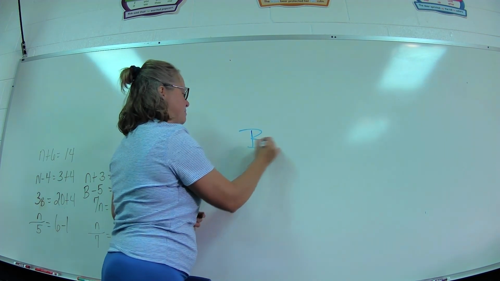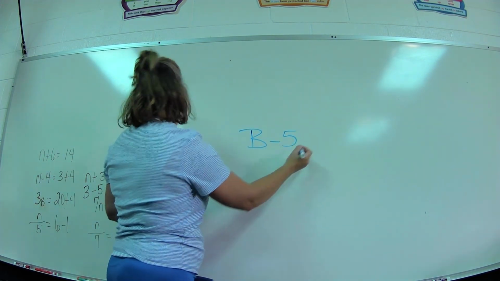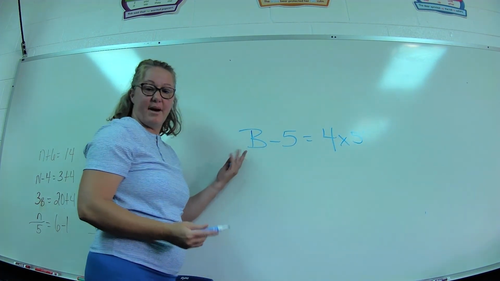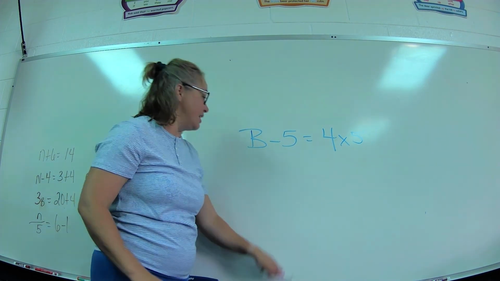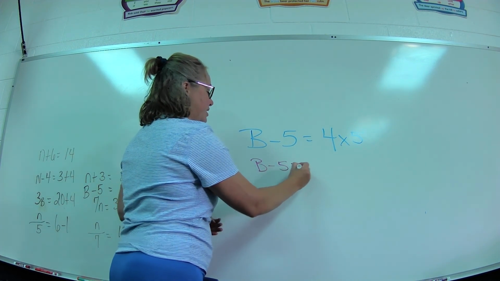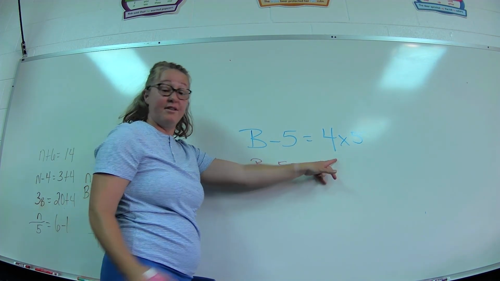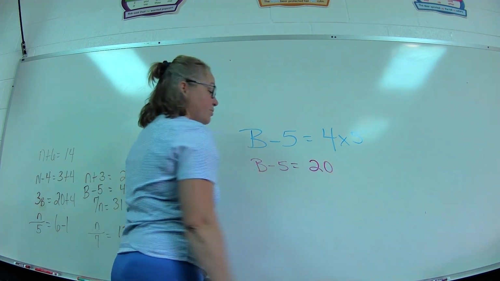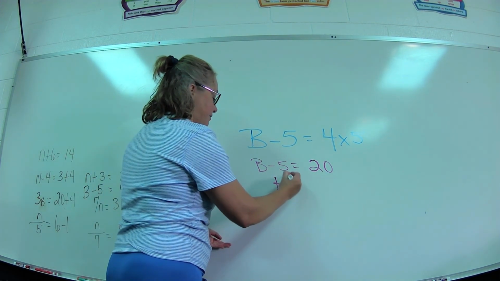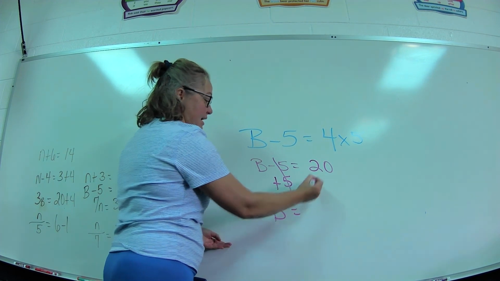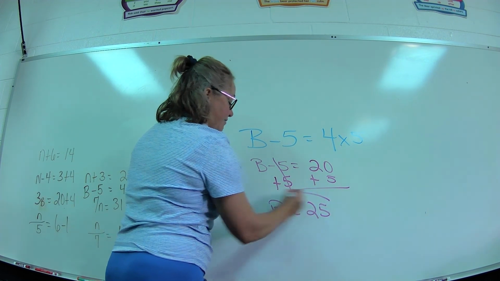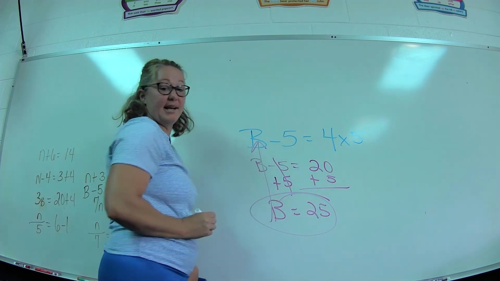Let's do b minus 5 equals 4 times 5. Again, it doesn't matter what letter you use, so this one I used b. We don't know the value of b, so we're going to go b minus 5 equals, we know 4 times 5 is 20. Now, this is a subtraction equation, so I need to add 5. That gives me my b alone. I need to add 5 over here. What's 20 plus 5? 25.